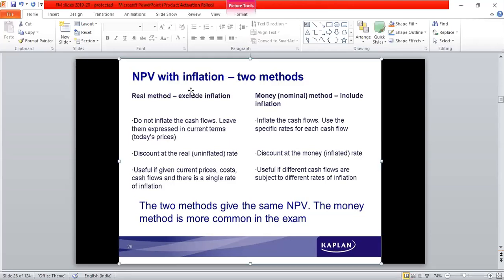Next one is NPV with inflation. NPV with inflation is a situation where the prices rise. Because of inflation, there will be an impact on the discount rate also. In one case, the rate of inflation is not included, and then we see another method where the rate of inflation is also included. So that looks like this one.